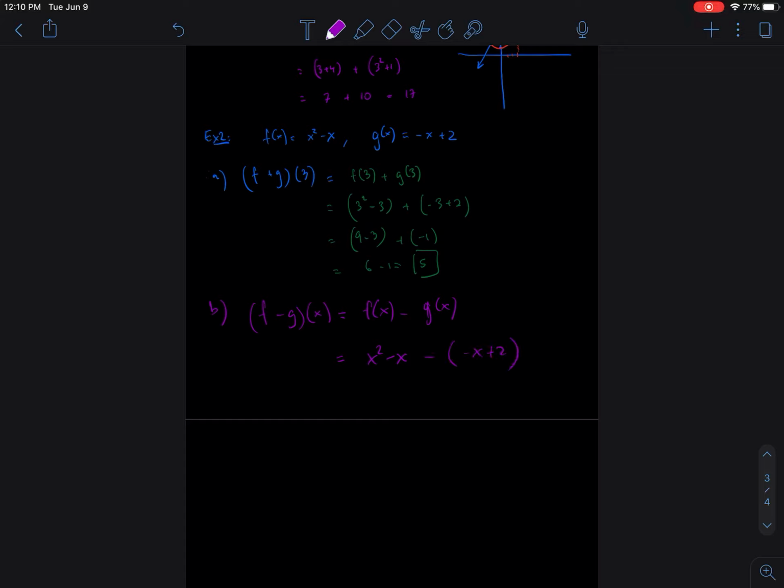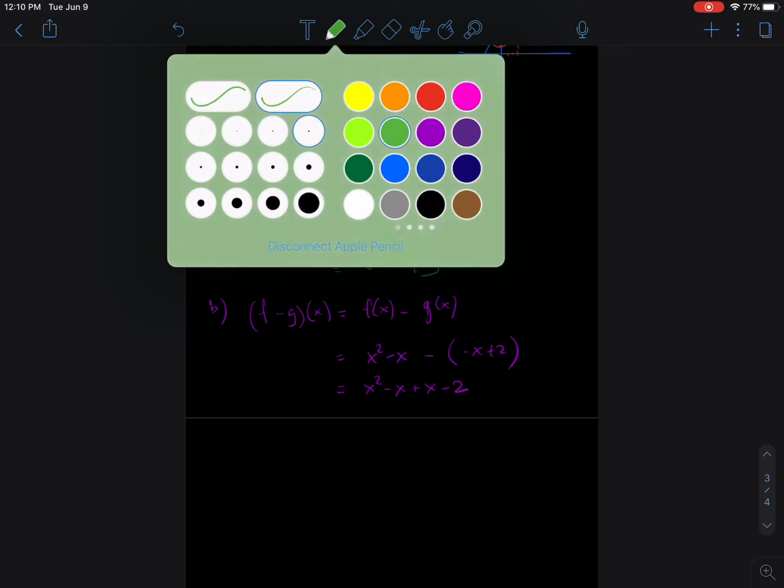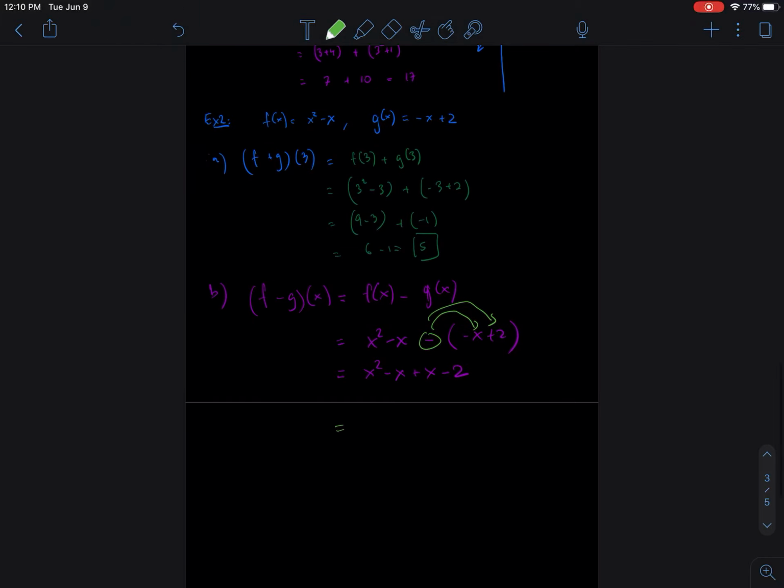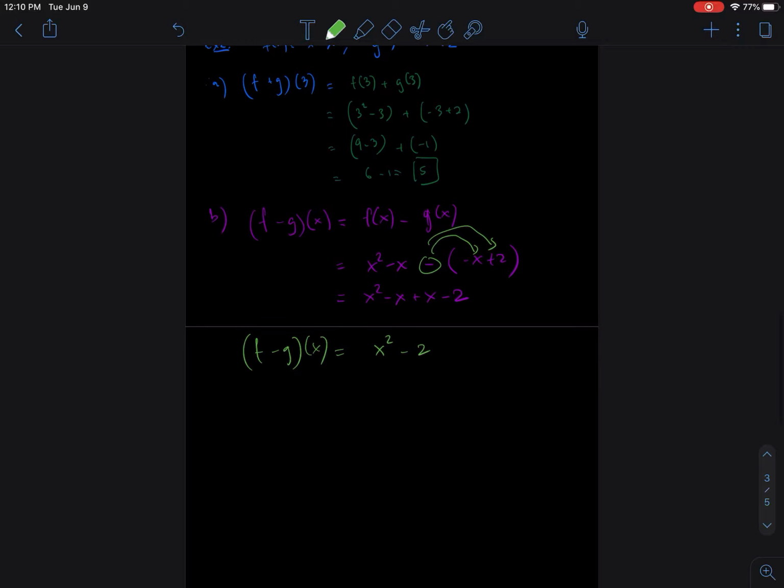When you're subtracting a quantity, you do have to put the parentheses around that quantity to indicate that, otherwise we'll make a mistake with the sign. So x squared minus x plus x minus 2, the negative distributes, right, to this and that. So what do we have here? We have x squared minus 2. So that's going to be our difference function.